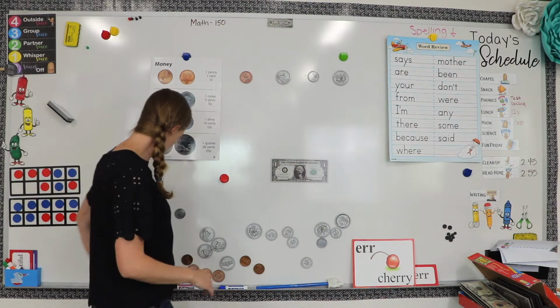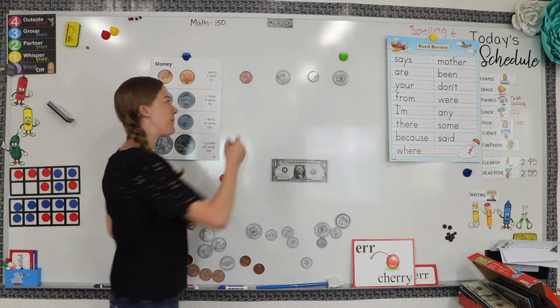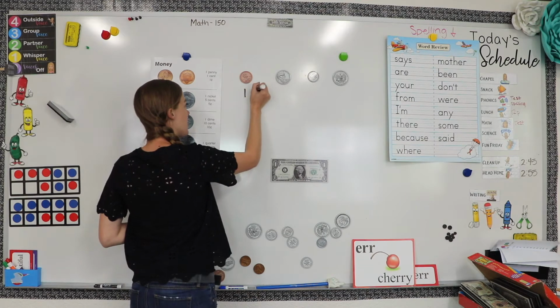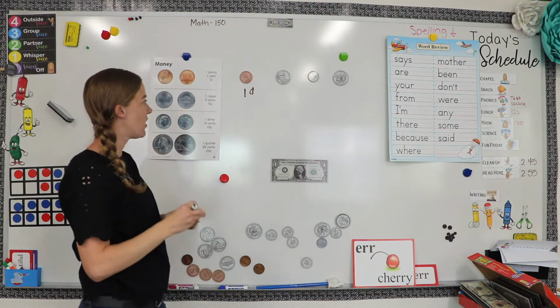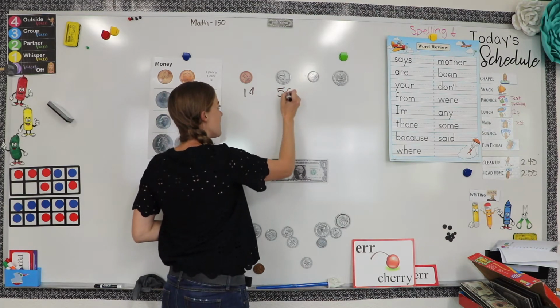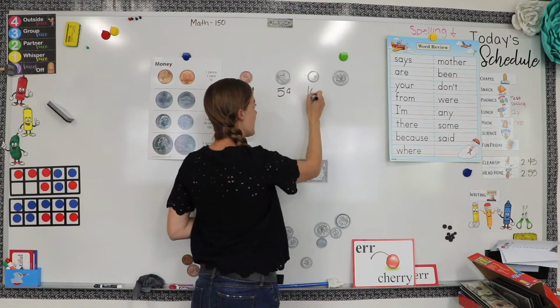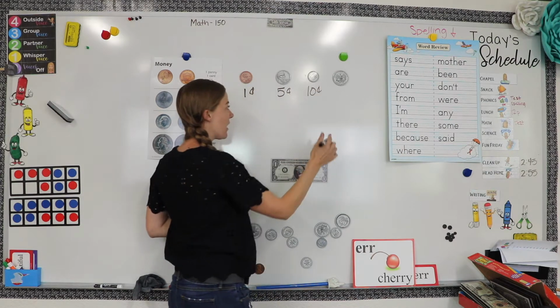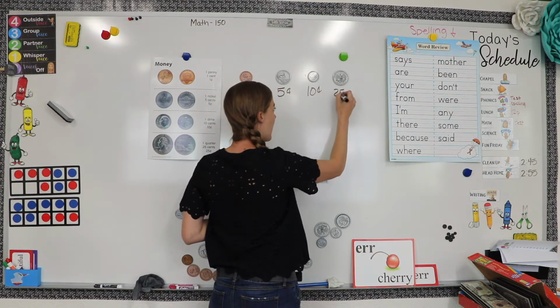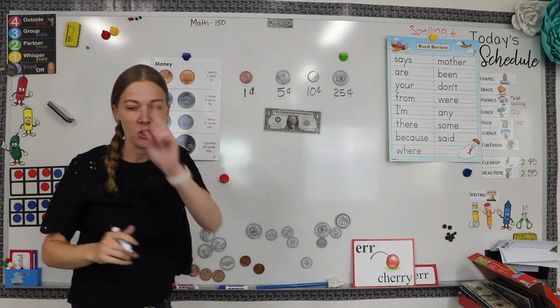It's massive. All right. So if I have a penny, how much is a penny worth? 1 cent. If I have a nickel, how much is a nickel worth? 5 cents. How about a dime? How much is a dime worth? 10 cents. And a quarter is 25 cents. What about this guy? He is $1.